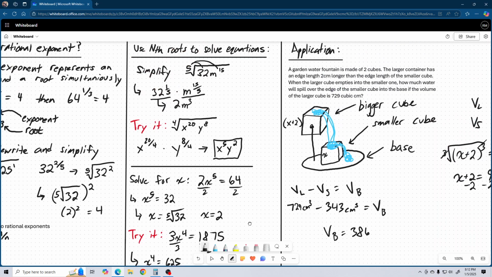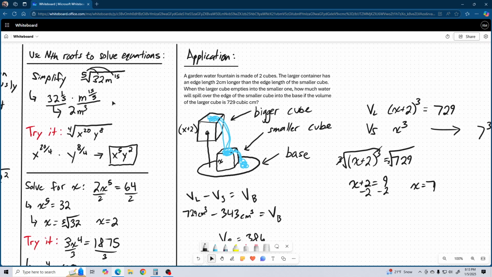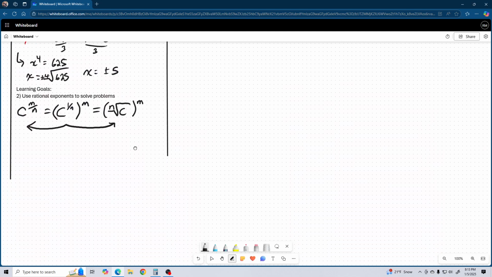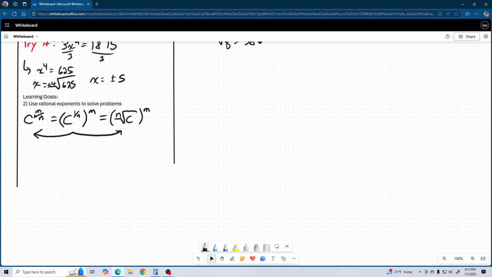Then we started solving problems where it looks like we just divided it out. We took the fifth root of 32 and the fifth root of m to the 15, and simplified that out. We came to the conclusion that we can use this formula: c to the m over n, where n is the root and m is the exponent. That equals c to the 1 over n, the nth root of c, multiplied by m, the power. We'd have the nth root of c times the exponent, in this case m.